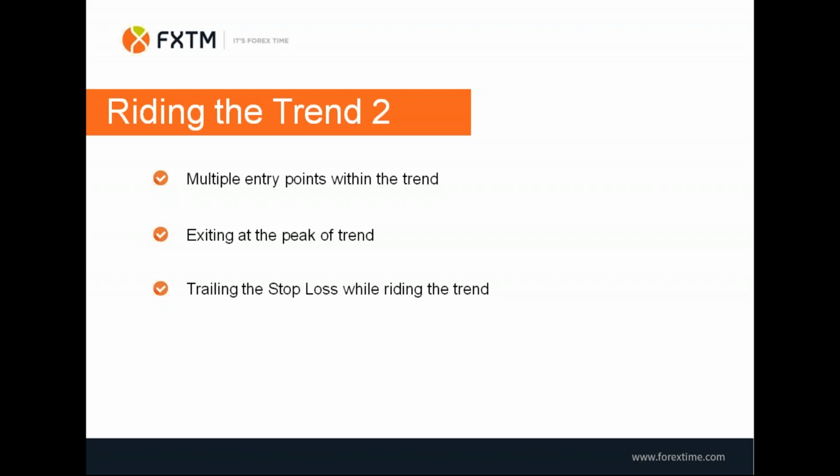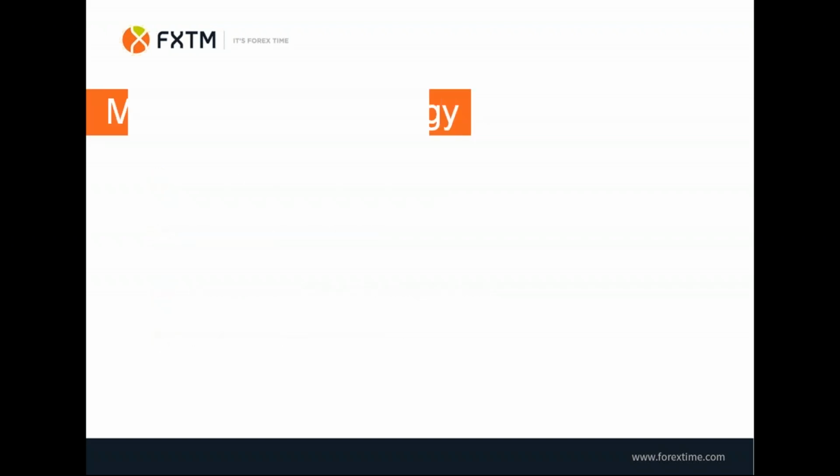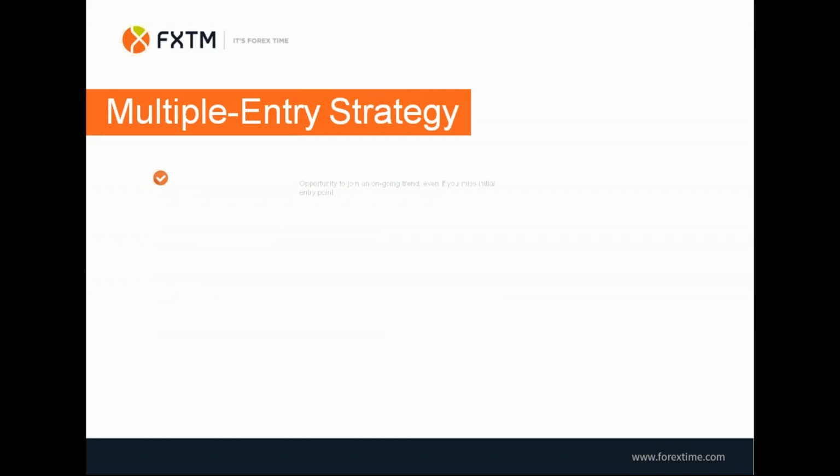We started with riding the trend, season 1, which was just simple entry at the beginning of a trend and all that. Now we're getting into a lot of other advanced concepts of a trend, and that's how we're going to continue even to season 3 and so on. Okay, then risk management principles, and then we can wrap up. So let's look at the multiple entry strategies. Opportunity to join an ongoing trend even if you miss an initial entry point.